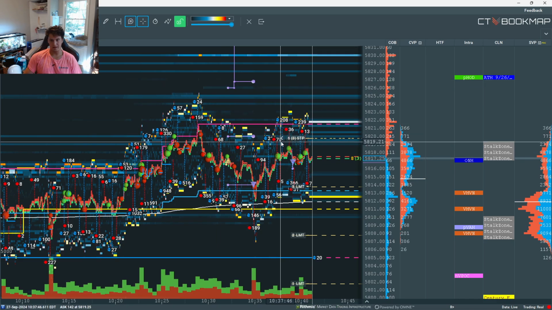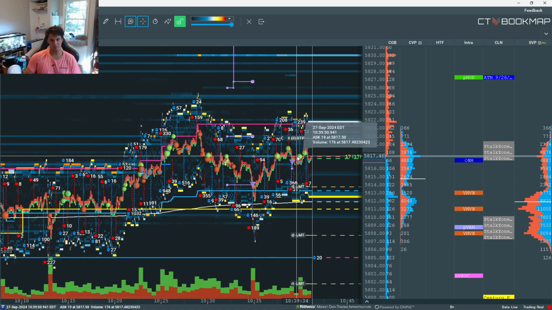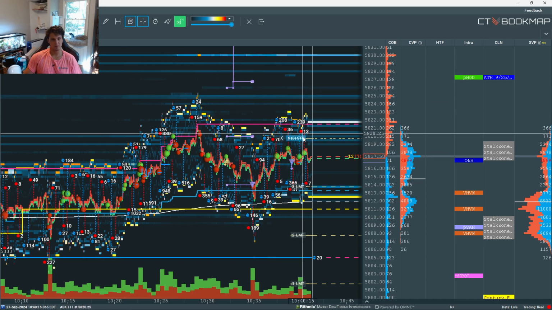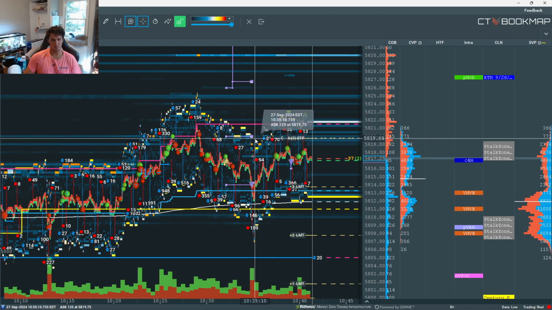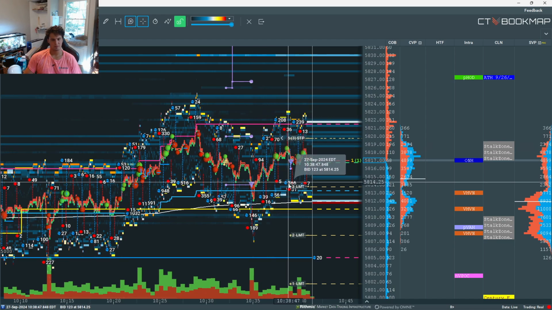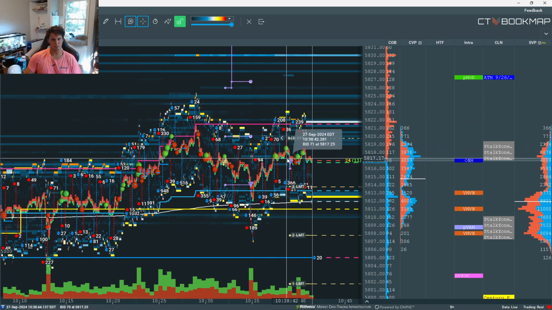So we got a test of the edge, and then we see the seller step in. I think maybe another rushed entry. I could have had my stop up higher, but it's still above here by a point, and we're going for mean reversion. We see the buyer get absorbed in the break of the auction.